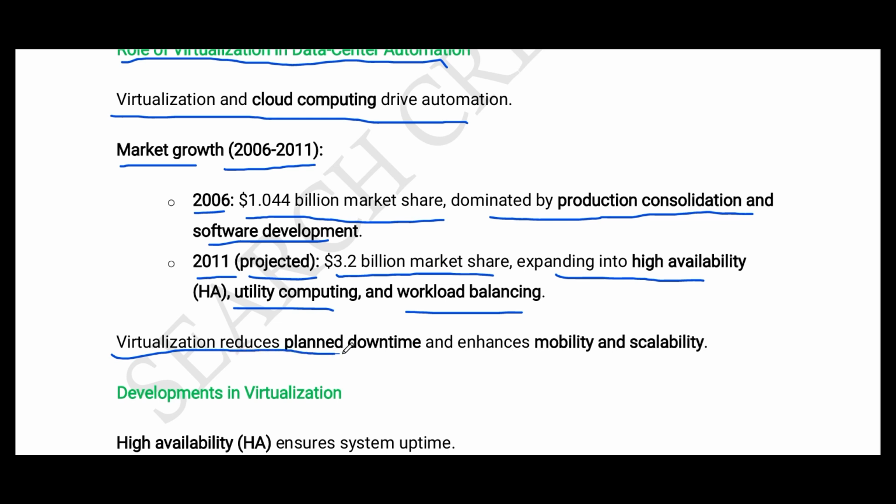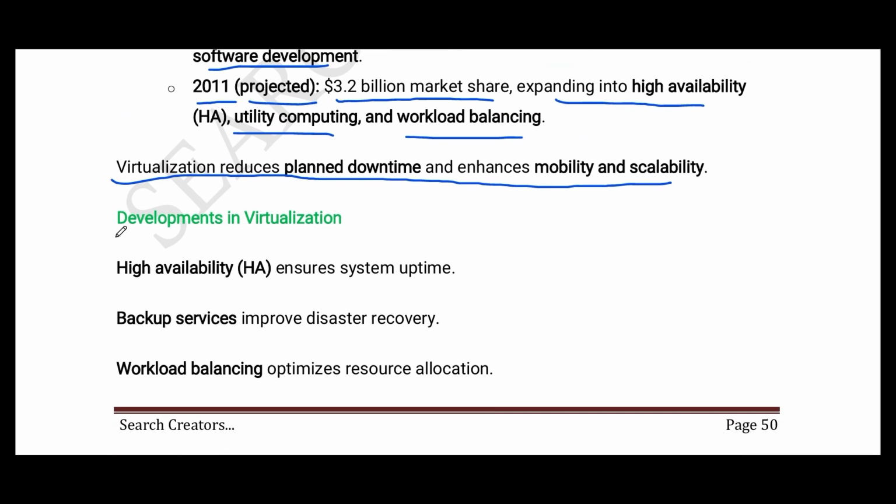Virtualization reduces planned downtime and enhances mobility and scalability. What virtualization does is it reduces the planned downtime and enhances the mobility and scalability of the growth. Next is developments in virtualization.